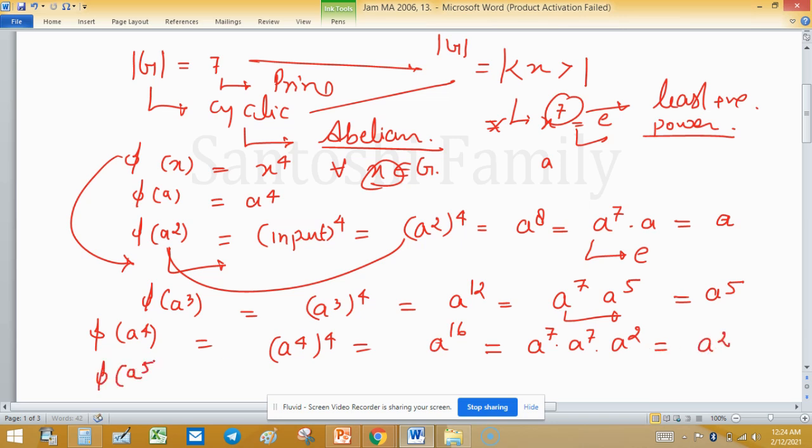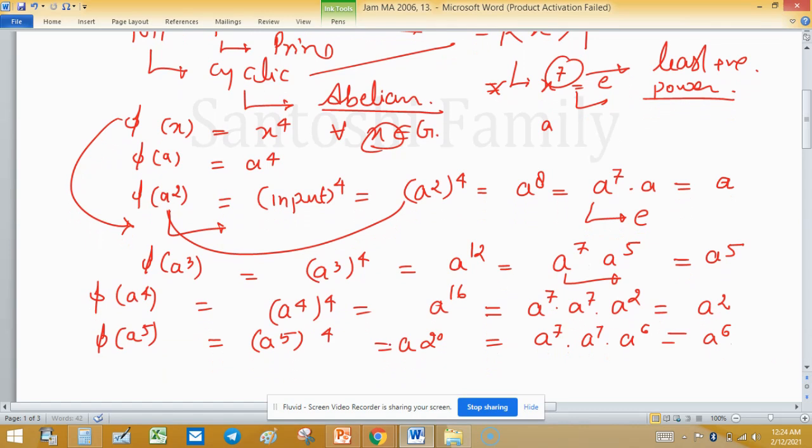Phi of A raised to the power 5 can be written as A raised to the power 5 raised to the power 4, and this is A raised to the power 20, which can be written as A raised to the power 7 times 2 plus 6, so A raised to the power 6. And the last one, phi of A raised to the power 6, will be A raised to the power 6 raised to the power 4, which can be written as A raised to the power 24. So 7 times 3 plus A raised to the power 3.